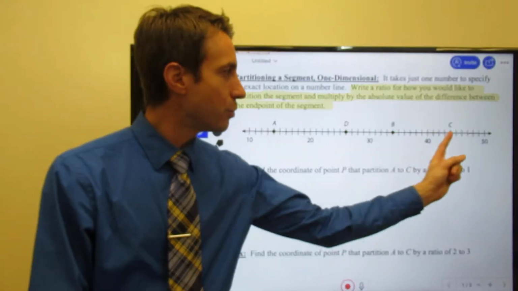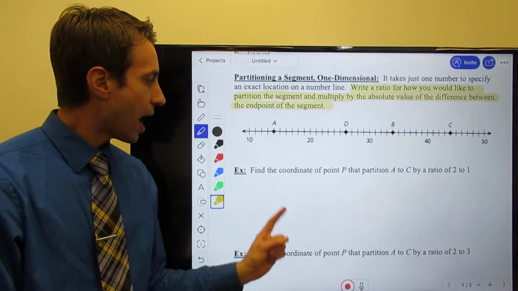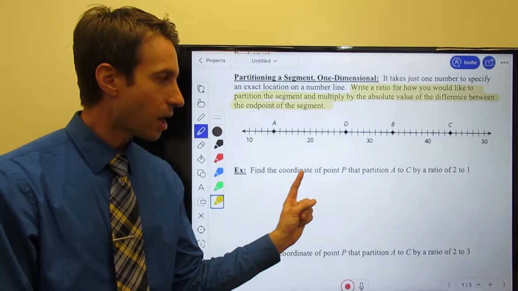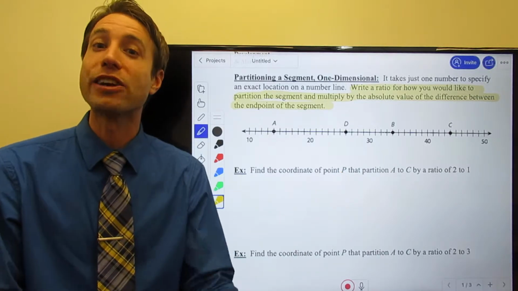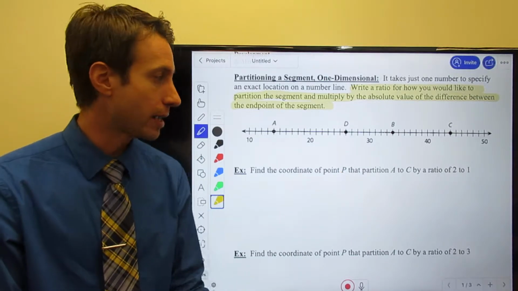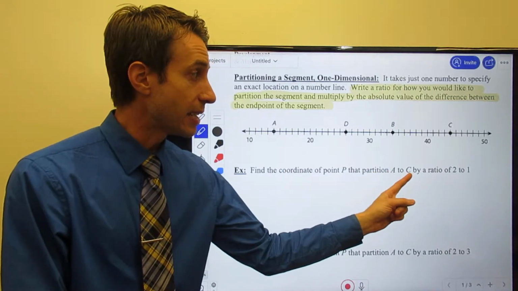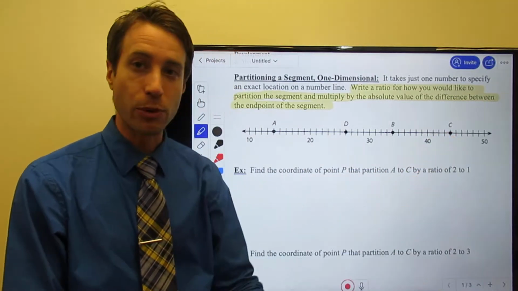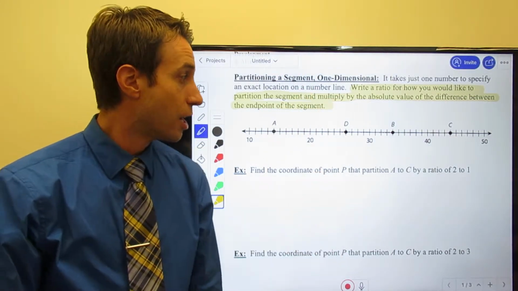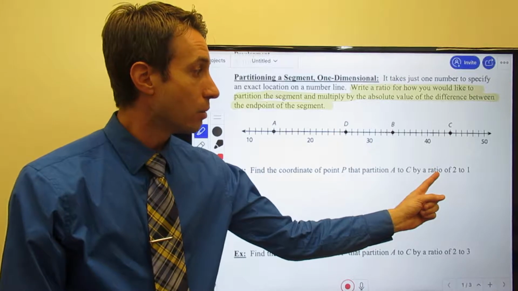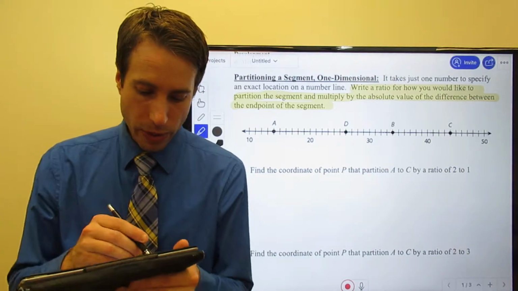Here's what we've got. I have given you a number line. Here's what I want you to do. I'd like you to find the coordinates of a point P. Now, how do I know where P is going to be? Right here. That partitions A to C, so we're going to go from A to C. I want you to divide that line segment from A to C by a ratio of 2 to 1. Okay, well, here we go.